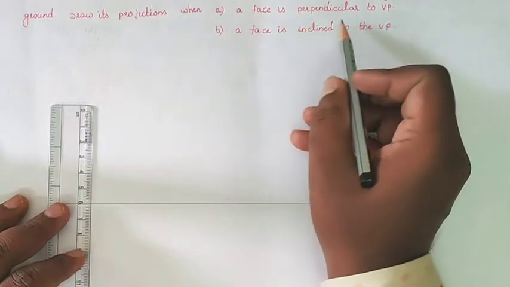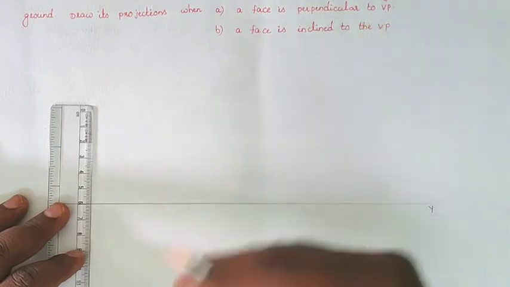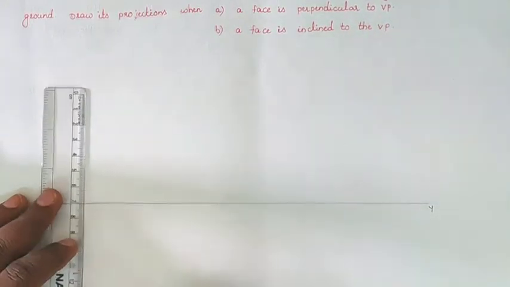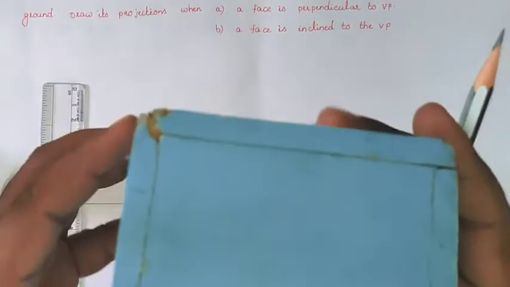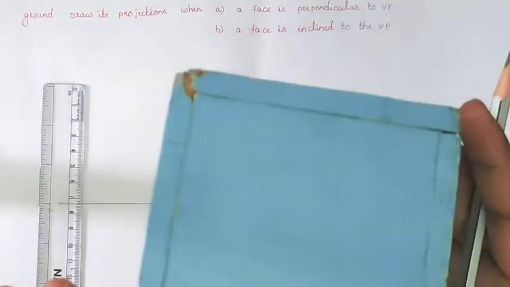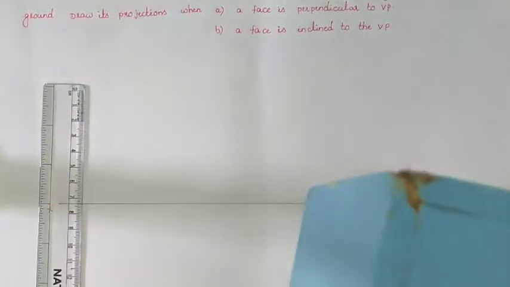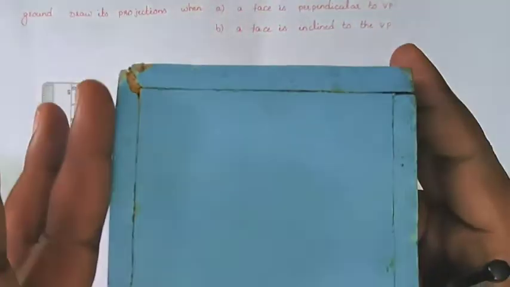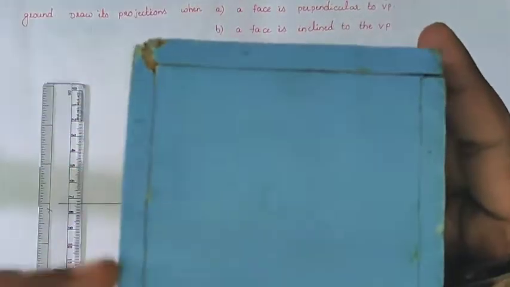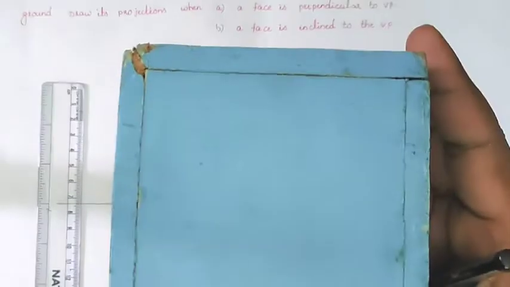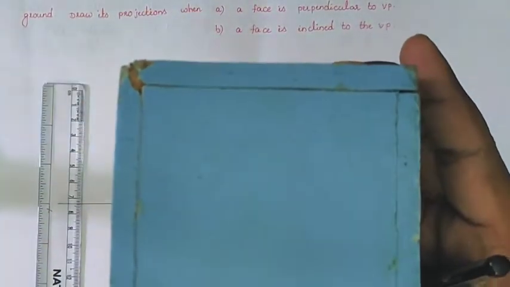But here a face is perpendicular to the VP. Suppose you take a square prism; a square prism has four faces, and one of the faces is perpendicular to the VP. Whenever a face is perpendicular to the VP, the edges of that face look perpendicular to the reference line.